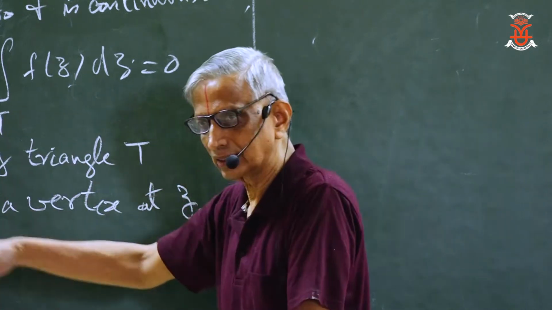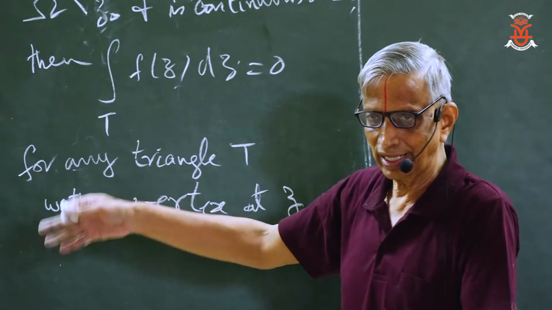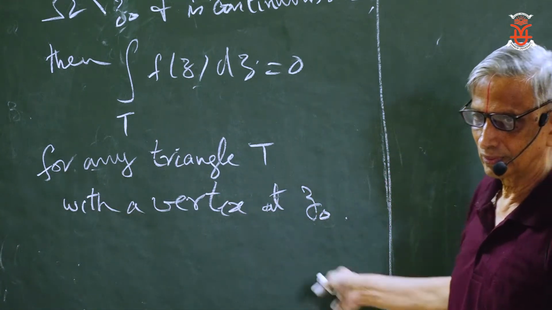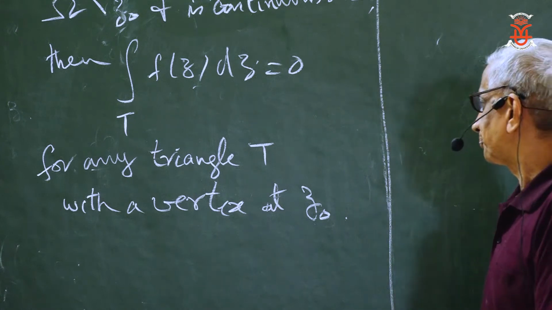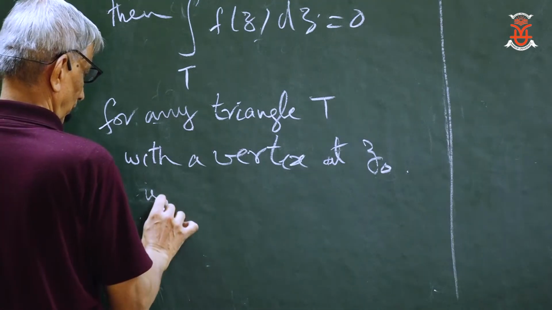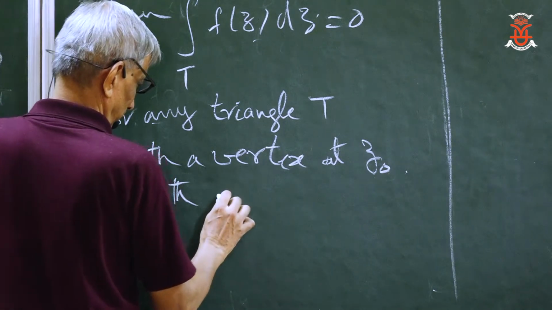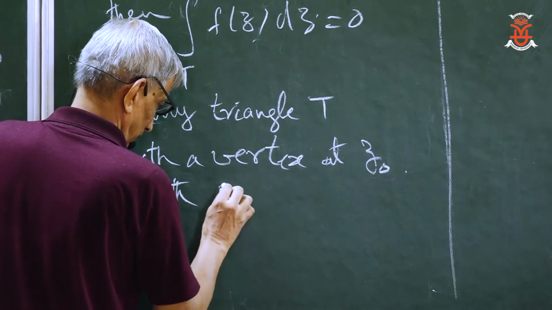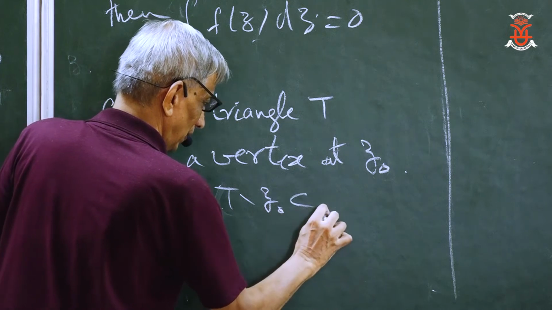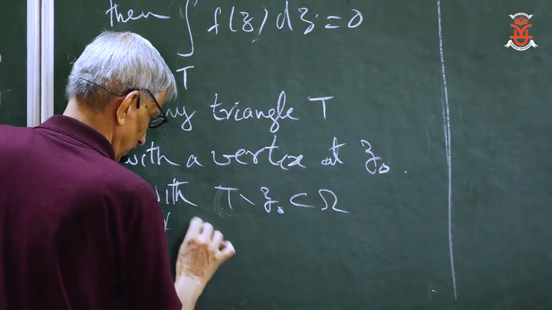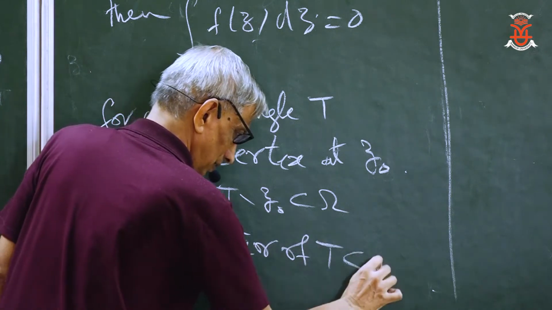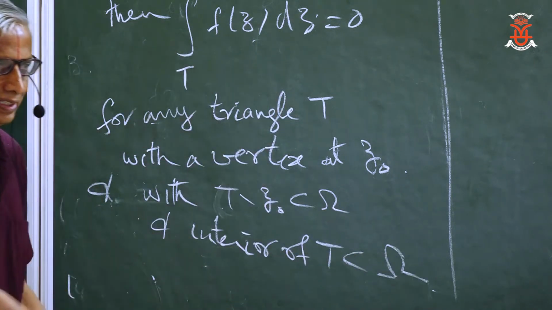And of course, the other things are the same, right? Other points of T, T minus z0, and the interior of T are all inside omega. Those conditions are still there. The other conditions are all still there.